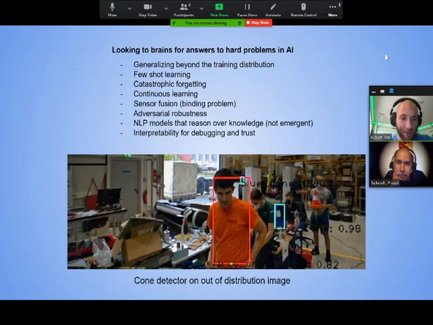Adversarial robustness is obviously a problem. Here's my other hardware jab, right? NLP models don't seem to be reasoning over knowledge the way we have them now. They seem to be statistical tricks. Some people, going from GPT-2 to GPT-3, were holding their breath that this would become emergent when you just throw more compute at it. That doesn't seem to be the case. People have been holding their breath since the 80s for this kind of emergent phenomenon.